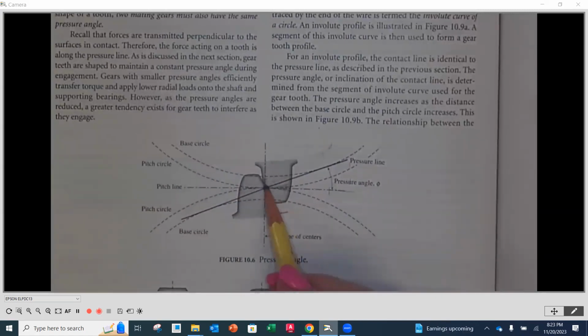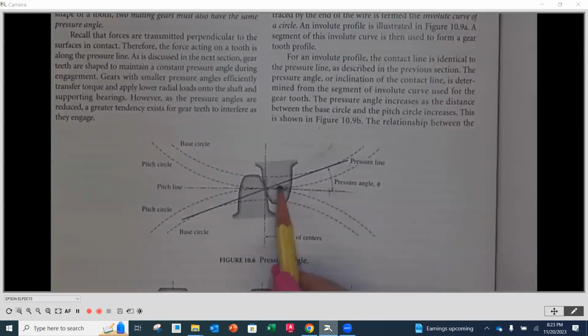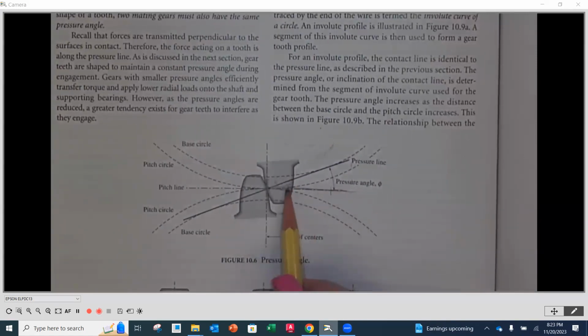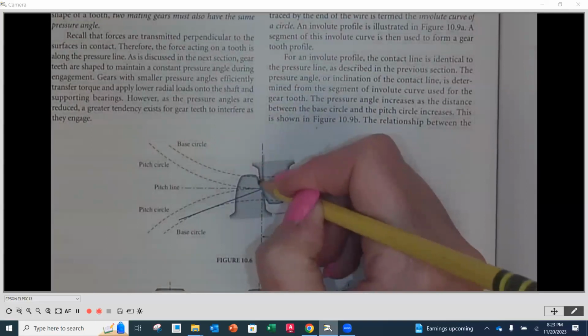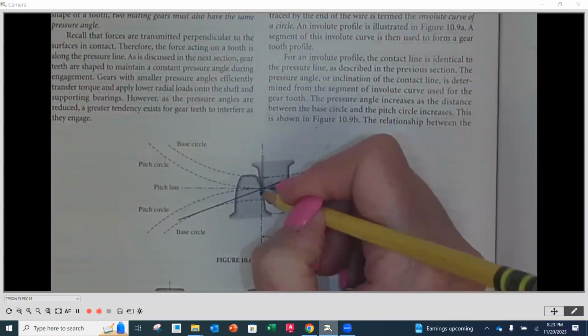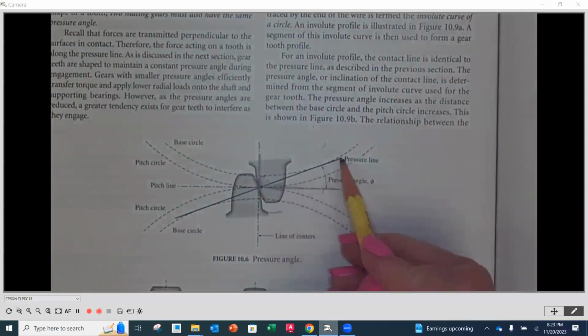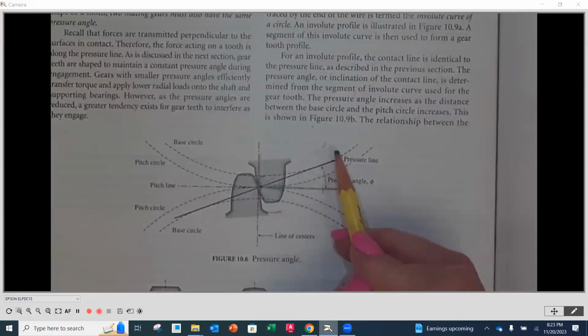There is a radial force and there is a tangential force. So when this comes in, for instance, and it represents the tangential force, it's going to be the horizontal component. This is going to be the radial, which is going to be the vertical component. And guess what? The resultant is along our pressure angle.